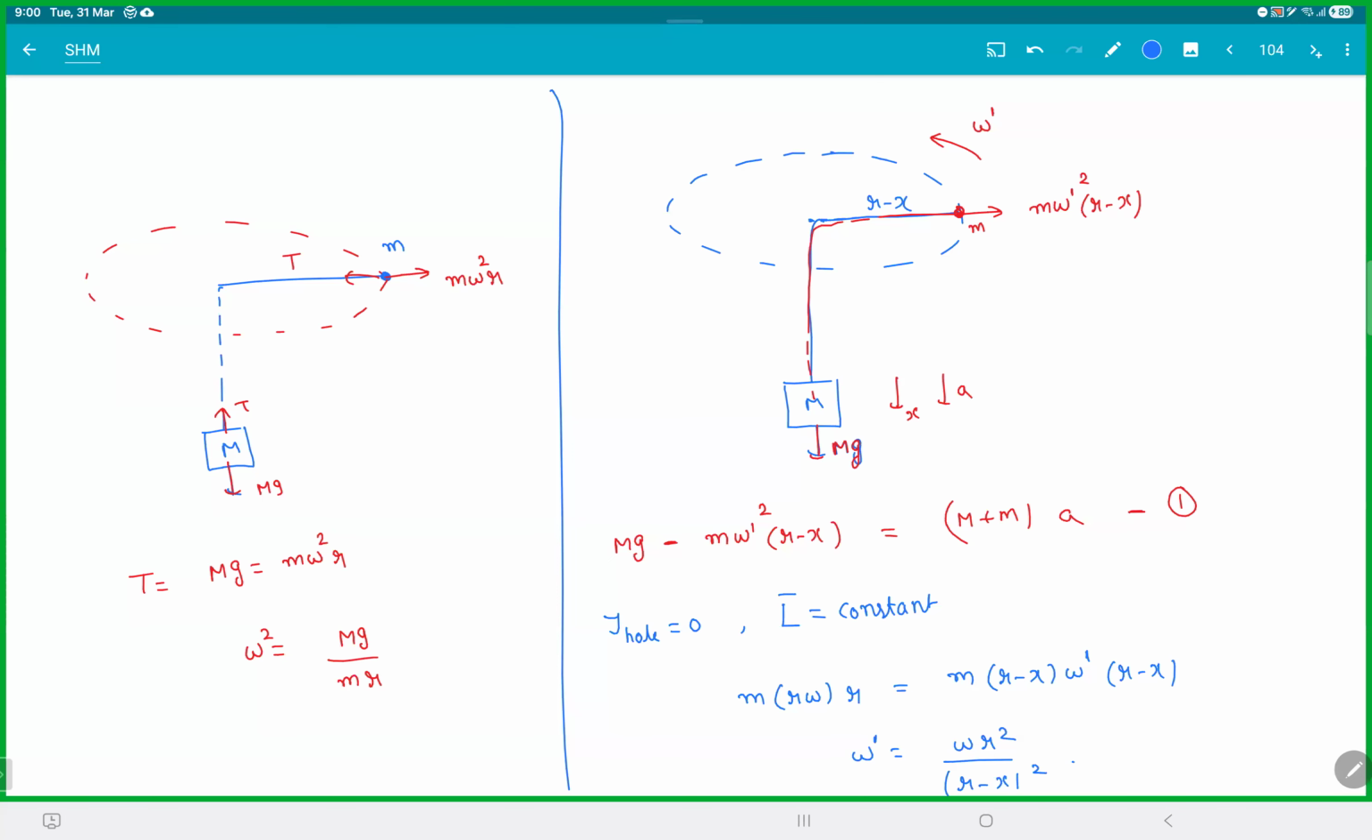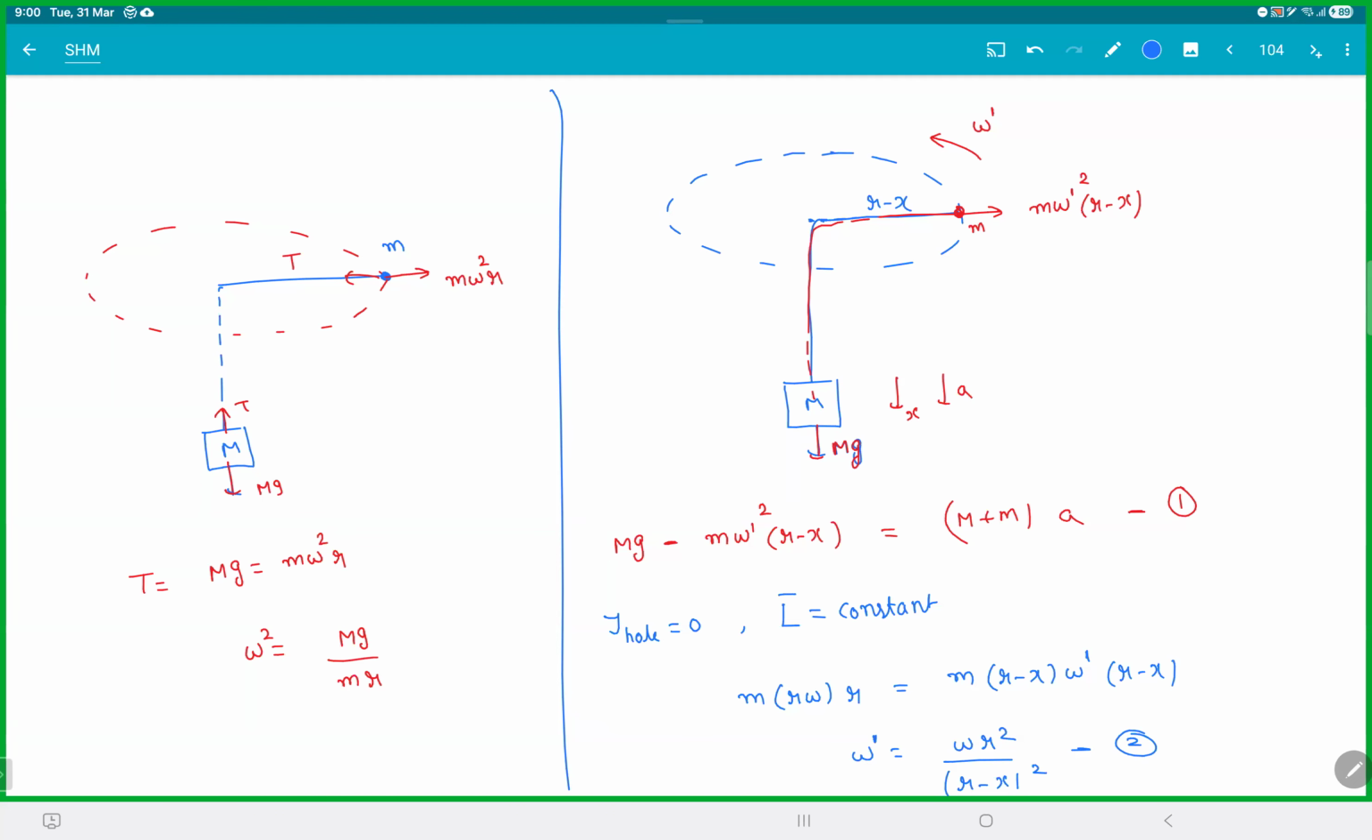Take this omega dash and put it in this equation. And then since x is very, very small, you can use binomial approximation. 2 pi root over m plus small m. Right, Radhiti. But I think it's capital M in the denominator.